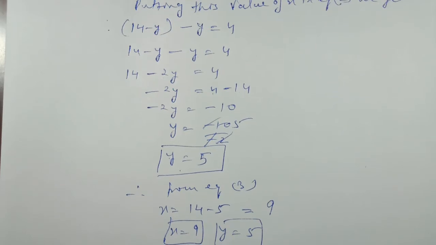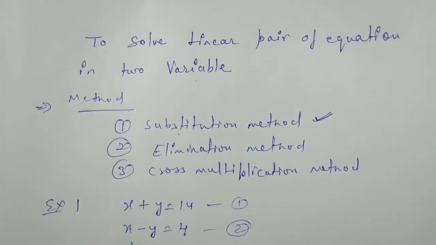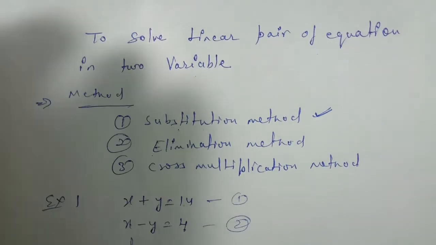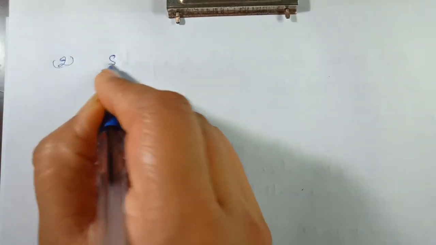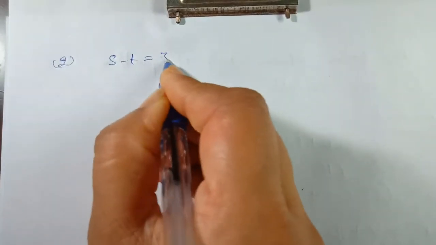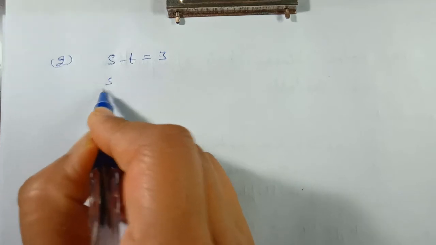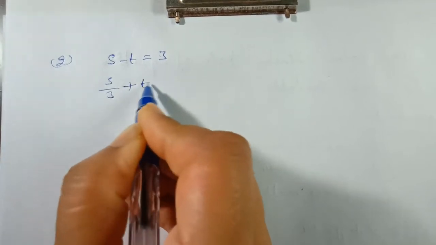Now let us move to another example. Some more examples we are taking so that the concept will be clear to you. So let us move to the next example. Second, I am taking the example as s minus 2t equal to 3, and another one, s upon 3 plus t upon 2 equal to 6.